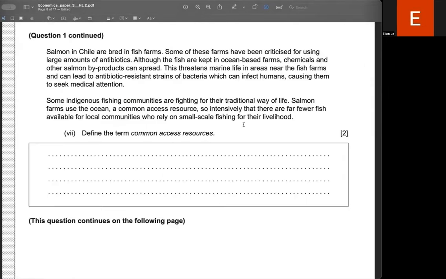Next, define the term common access resources. Common access resources are the ones from nature which have the characteristics of being non-excludable but rivalrous, often resulting in overconsumption of them.